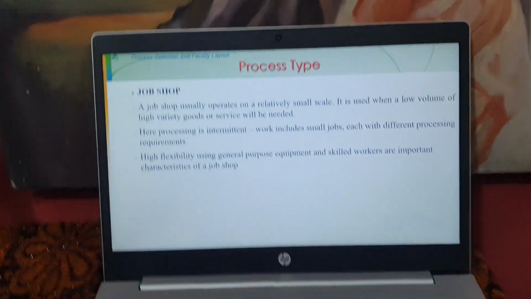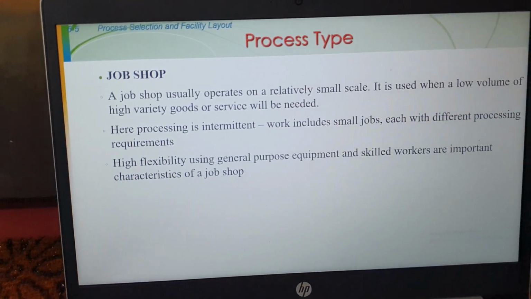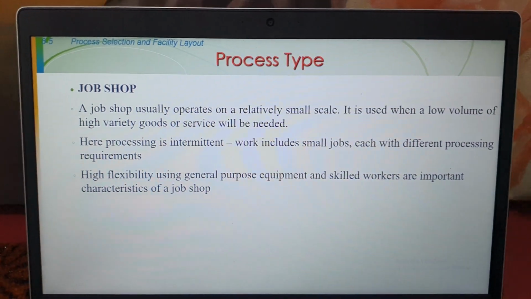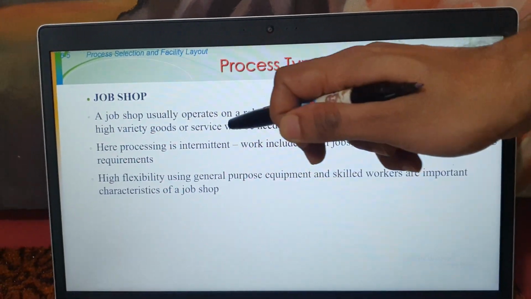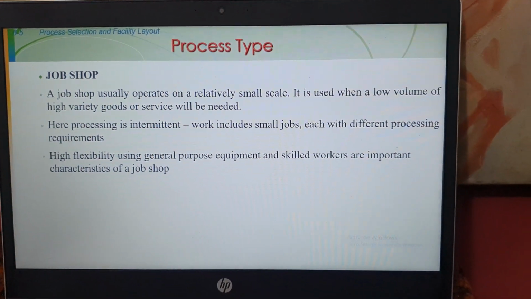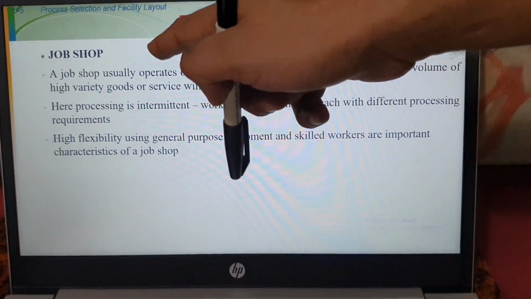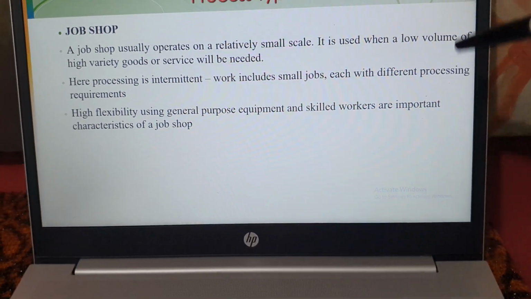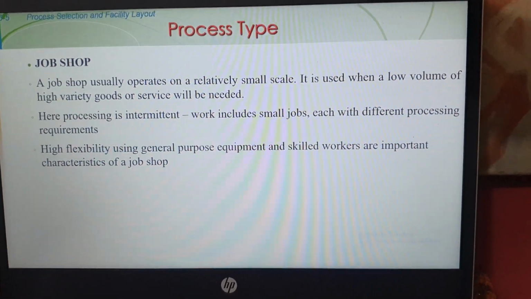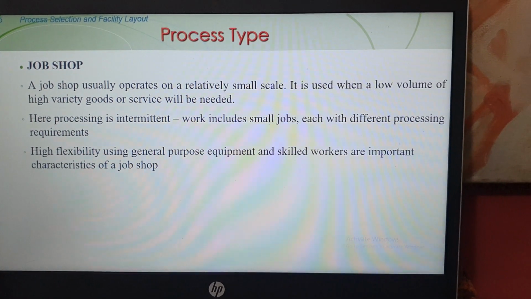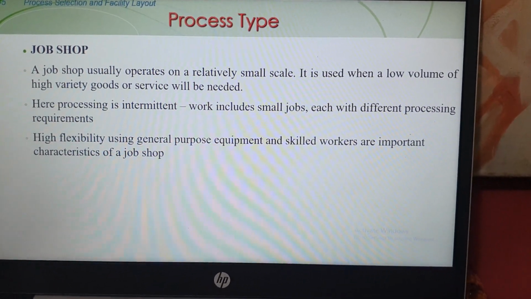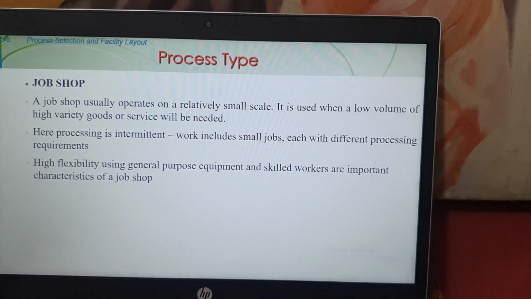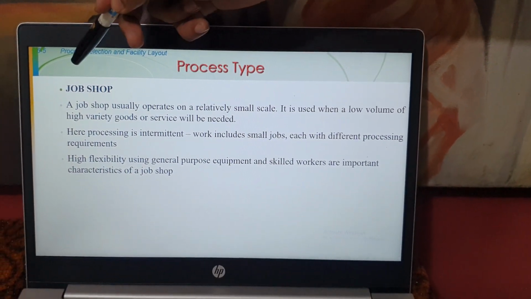Now, if you look at the lecture note, first of all, we started with the job shop. So what does the job shop basically mean? It says a job shop usually operates on a relatively small scale. It is used when a low volume of high variety of goods or services will be needed. Look at this very carefully. So that means the volume of output is very low in these particular types of processes, and obviously it operates on a relatively small scale. Basically, this kind of manufacturing process, the organization calls job shop.